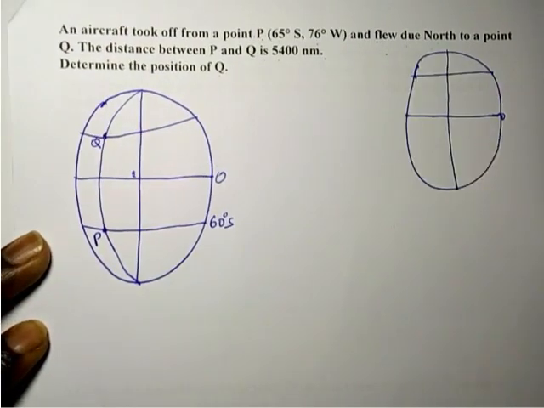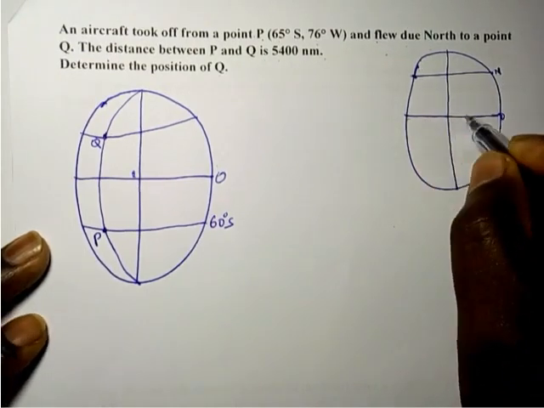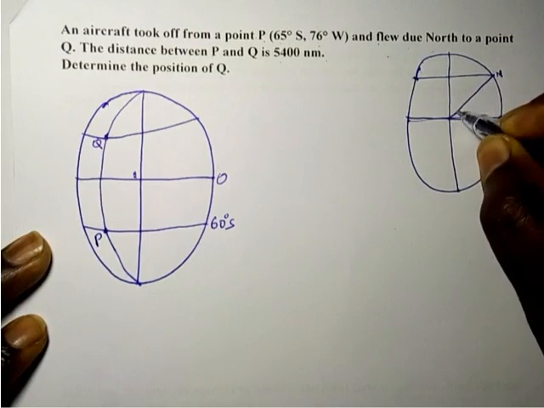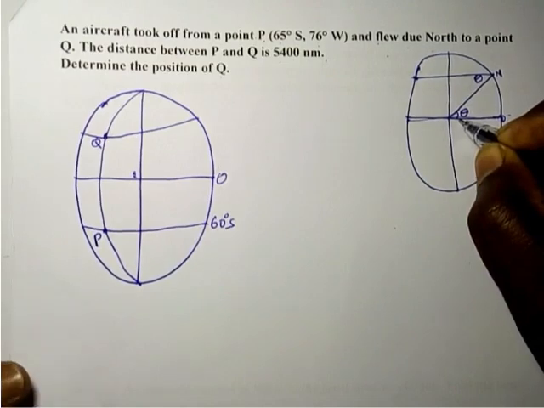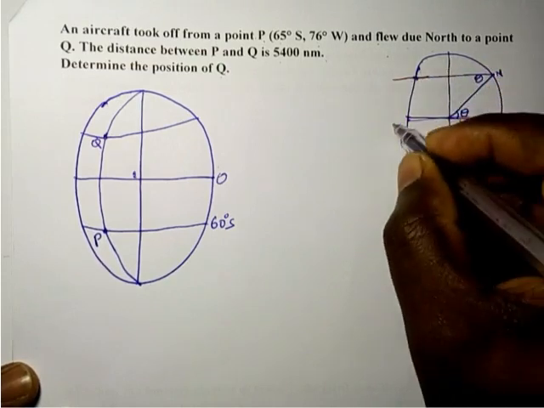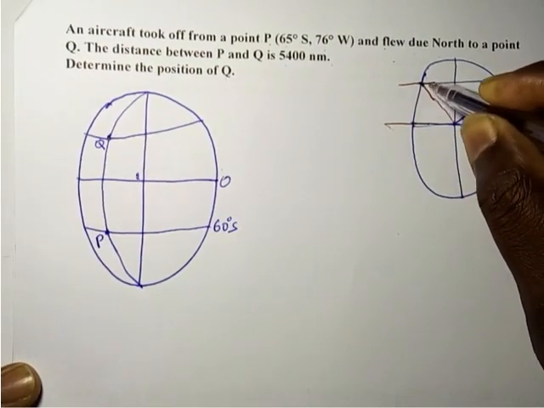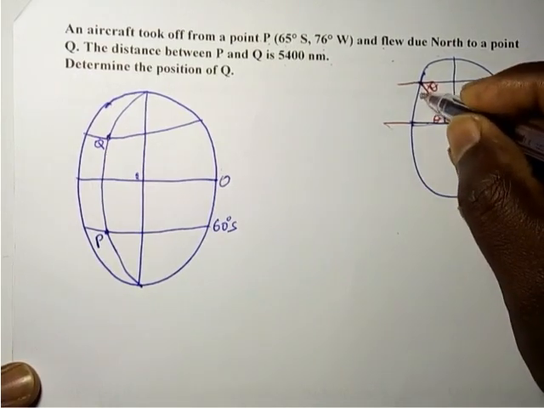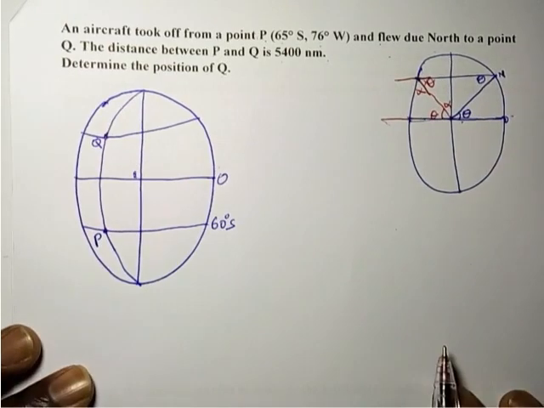Before we finish, let me show you something. This latitude here, which is on the north, is parallel to this one. And if they are parallel and we draw a transversal here, it means this angle here will be the same angle at the center of the earth. Very important for you to know. If I draw a transversal across parallel lines, this angle here will be the same angle here. Very important to know. That is the knowledge we are going to use here.